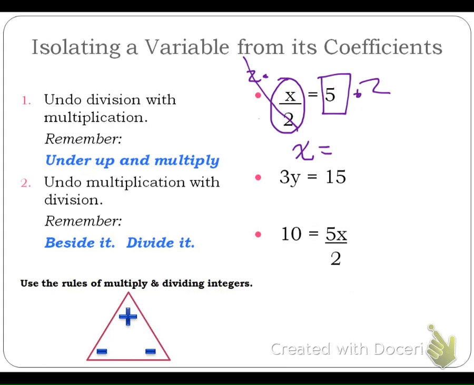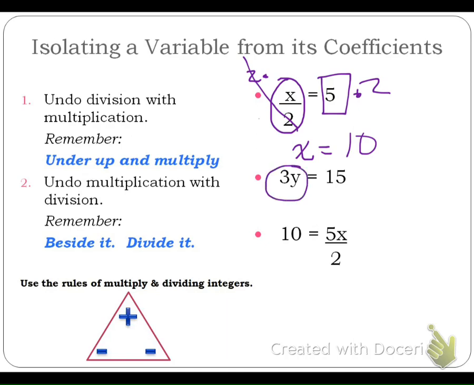So remember, with multiplication and division, your integer rules are different. You can remember using the sign triangle. Here we have a positive 5 and a positive 2. Well, 2 positives is always positive, so 5 times 2 is 10. In the second example, you have 3y is equal to 15.